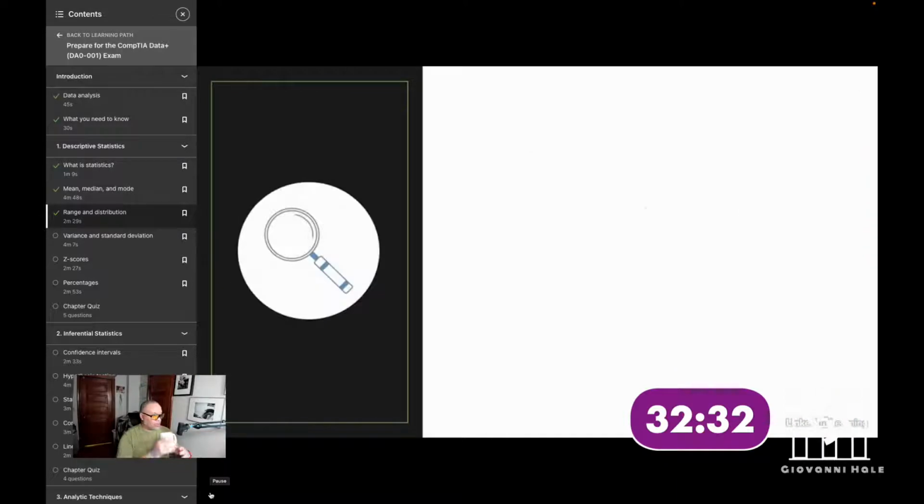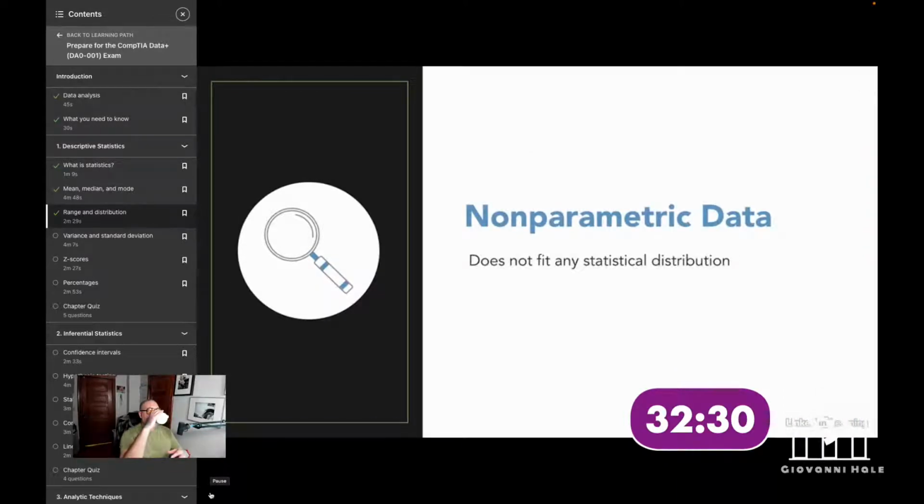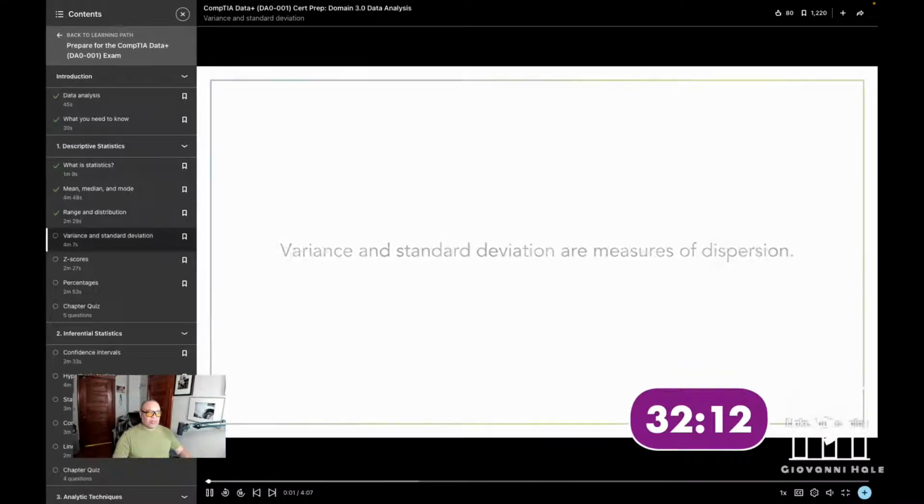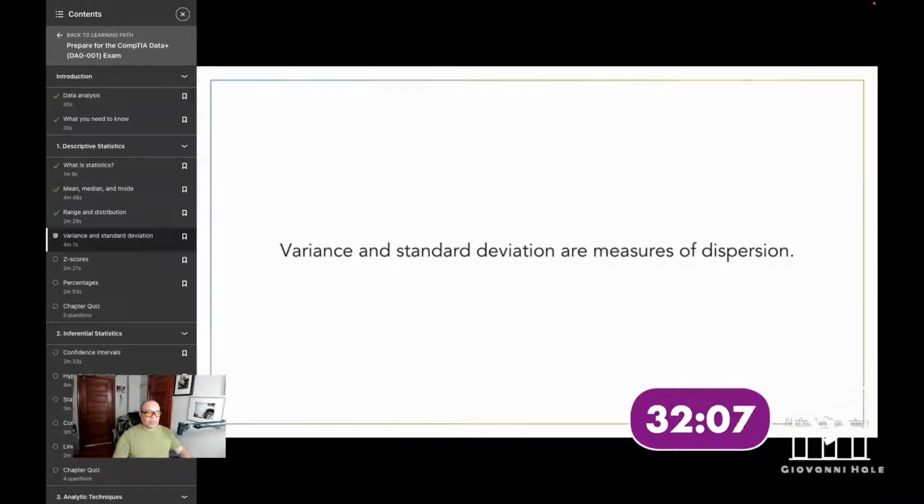In some cases, we wind up with data that is not only not normally distributed, but it also doesn't fit any of the other distributions used by statisticians. These cases are examples of non-parametric data, and analyzing this non-parametric data requires the use of special methods that don't rely upon distributions. The last 2 measures of dispersion that we need to discuss are variance and standard deviation.